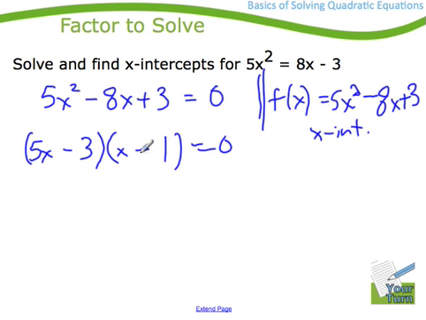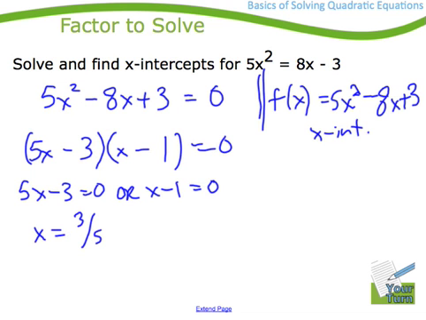Okay, now I'm at the zero property. Two things multiplied together give me 0. One's got to be 0. So 5x minus 3 equals 0, or x minus 1 is equal to 0. Solving this, I'd get x is equal to a positive 3/5. For this one, I'd get x is equal to a positive 1. So the solutions to that equation up here are 3/5 and 1.